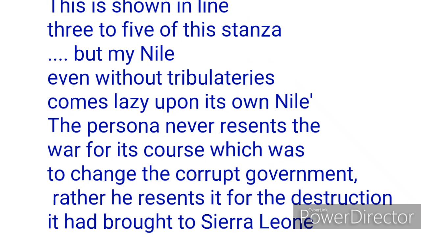This is shown in line 3 to 5 of stanza 3. But my Nile, even without tributaries, comes lazy upon its own Nile. The persona never resents the war for its cause, which was to change the corrupt government. Rather, he resents the war for the destruction that it had brought upon Sierra Leoneans.